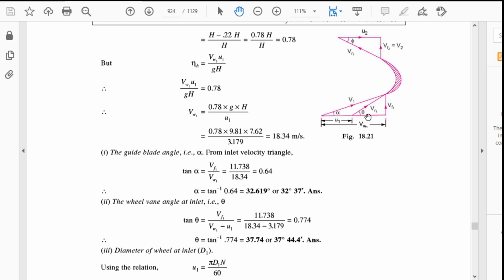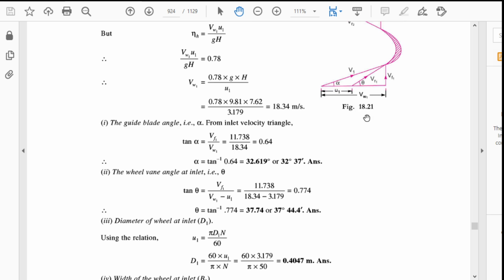Now this side of the triangle can be found by using vw1 minus u1. This whole side minus this u1 will give you the value of this side. Now the value of tan theta, the expression is written as vf1 divided by vw1 minus u1.